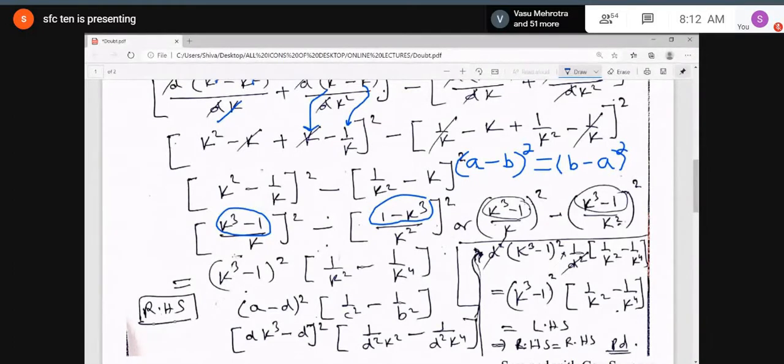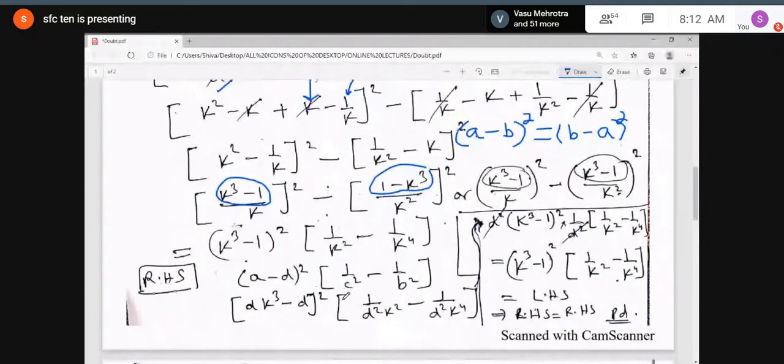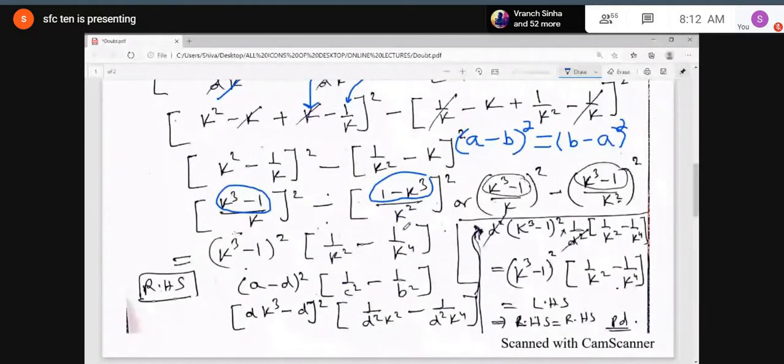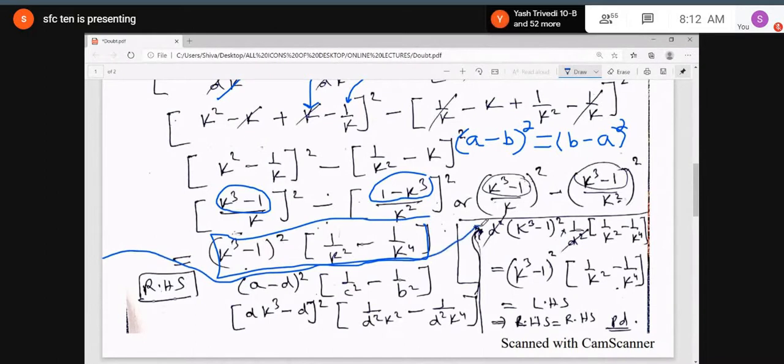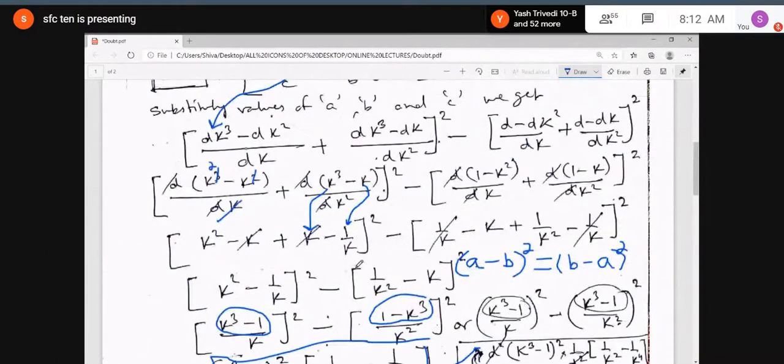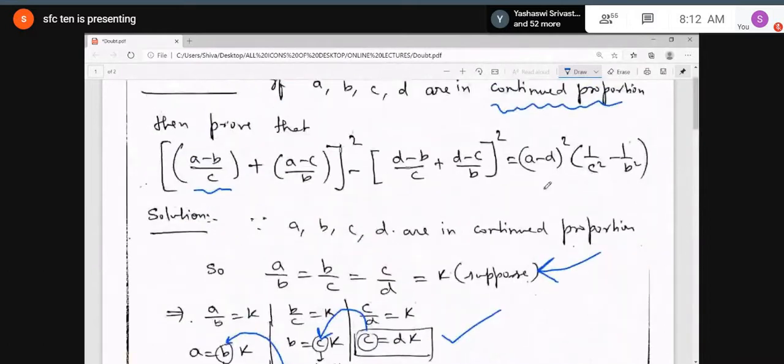So now let us start from the right hand side, because in K method we have to take both the sides. So (a minus d) whole square into 1 upon c square minus b square. I have just substituted the value of a, b and c. Like a is dk cube minus d is already over here whole square, minus 1 upon value of c was what? dk. So c square will be d square k square, minus 1 upon b square, it will be 1 upon d square k raised to power 4.